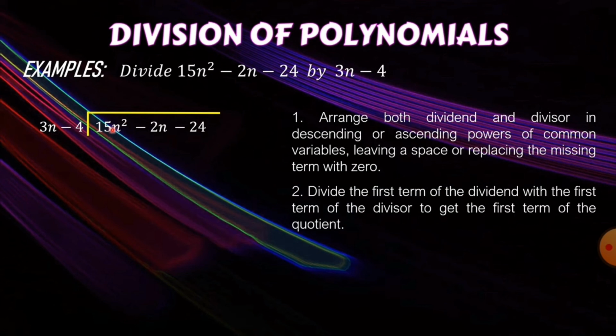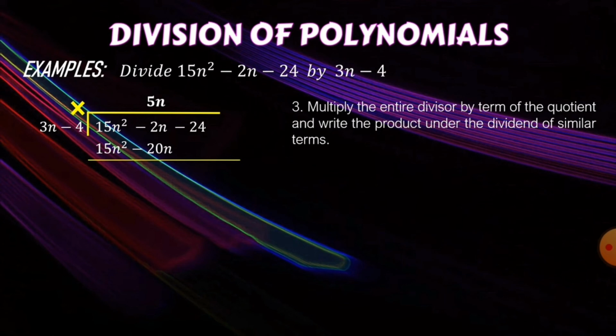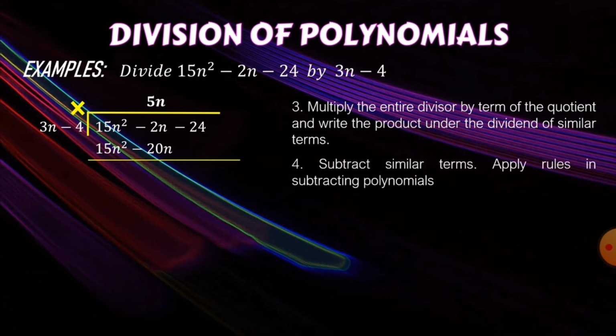So 15n squared divided by 3n. Okay, so magiging 5n. Nagiging n kasi we subtract. The next step, we have to multiply 5n to 3n and 5n to negative 4. Okay, so that's yung step 3. Ano yung step 3? Multiply the entire divisor by term of the quotient and write the product under the dividend of similar terms. Kaya 5n times 3n, nagiging 15n squared. 5n times negative 4, maging negative 20n.